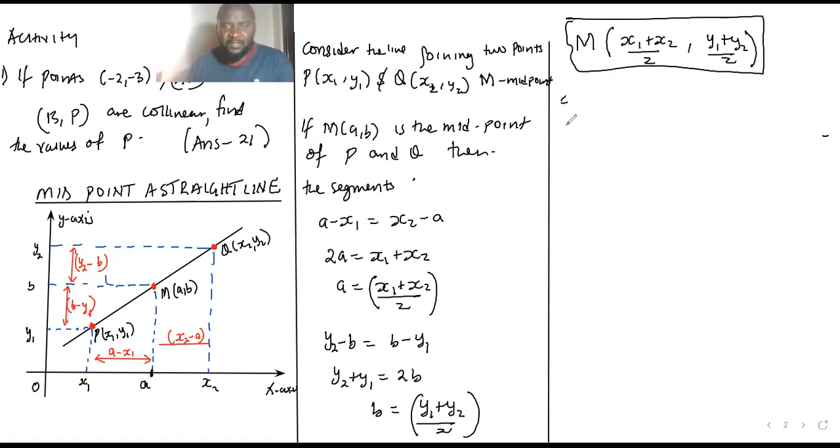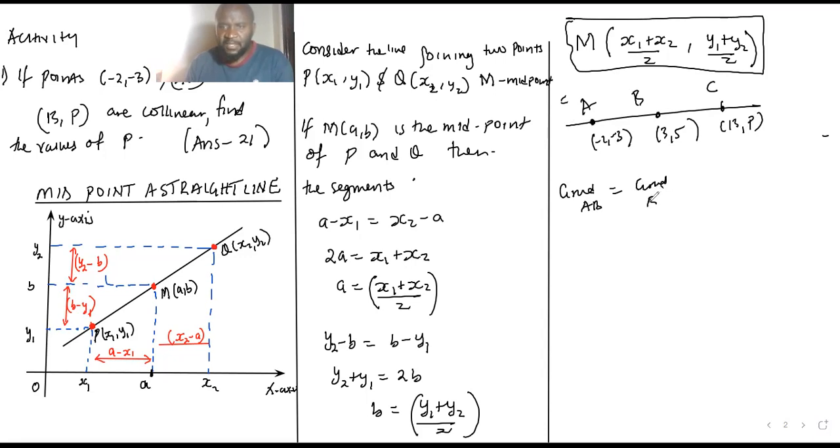So if there are points that lie on a straight line, we have point (1, -3), point (2, 5), and point (3, 13p). If this is A, this is B, this is C, then the gradient of AB should be equal to the gradient of BC. So we shall have 5 minus -3 over 3 minus -3 is equal to P minus 5 over 13 minus 3. Do you see that this becomes 8 over 6 is equal to P minus 5 over 10?